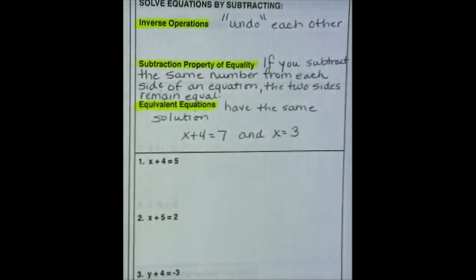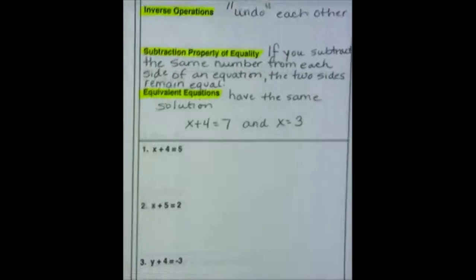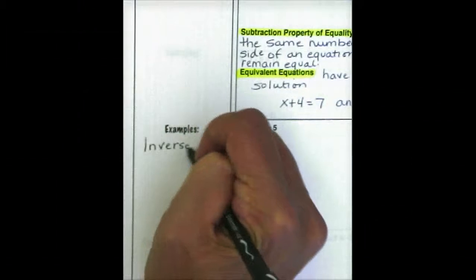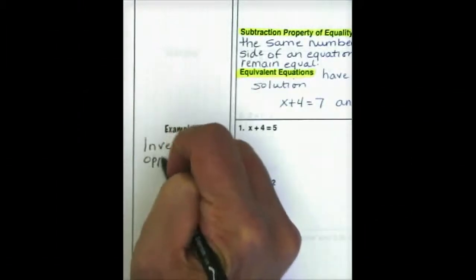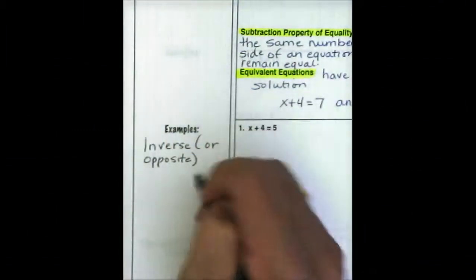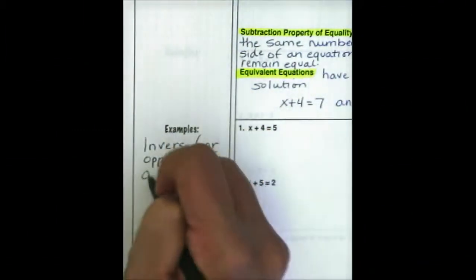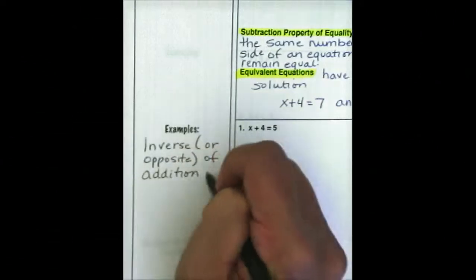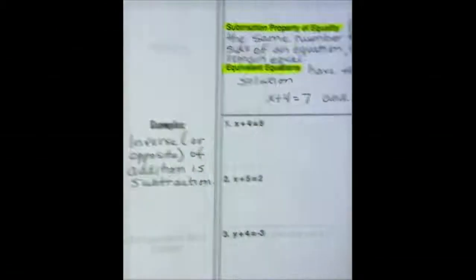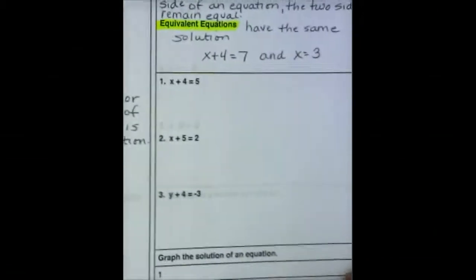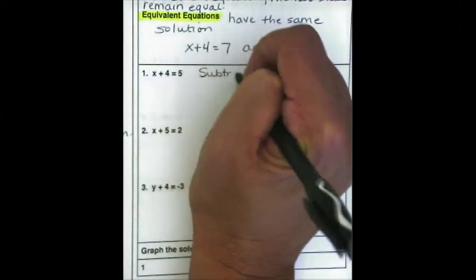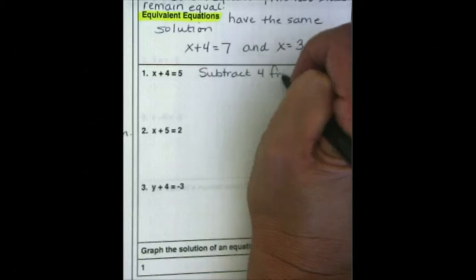All right, let's take a look at some examples. Number 1: x plus 4 equals 5. What we're going to do is use the inverse, as we discussed above, or the opposite, in order to undo these equations and get the solution. So the inverse or opposite of addition is subtraction. In our equation, x plus 4 equals 5, we are adding 4. So in order to solve it, we're going to subtract 4 from both sides.